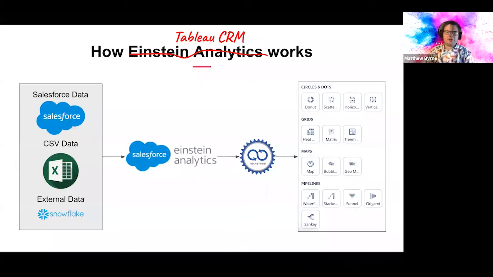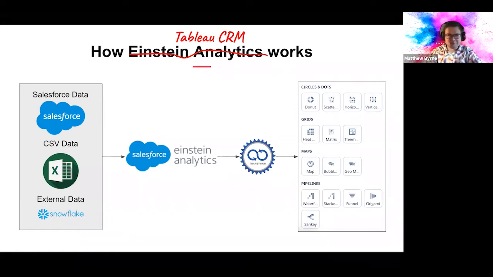Now, how does Tableau CRM work? This is where I've updated my slide. It can take your Salesforce data. It can also take CSV data or external data. I've listed Snowflake in there. Snowflake's one of the external data connections. They provided some information quite early on for COVID analysis, if you're interested in that. And this information can come in through Einstein Analytics. Oh, I need to change it there. Oh, what a rebranding task.